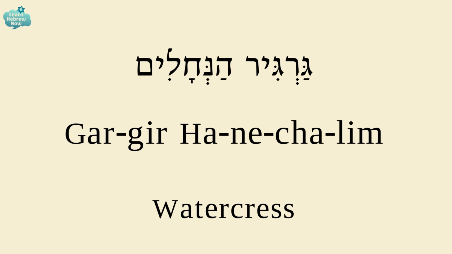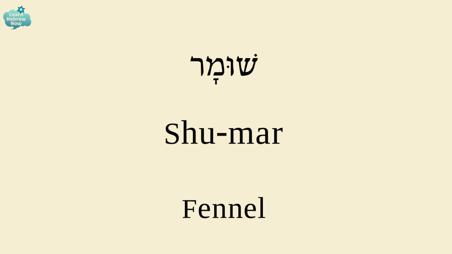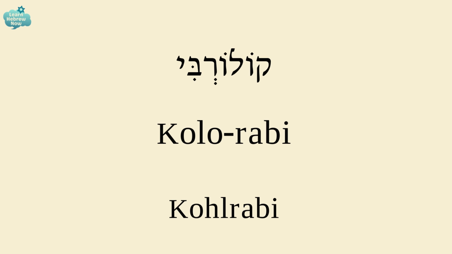גרגיר הנחלים. Fennel is שומר. שומר. Kohlrabi is קולורבי. קולורבי.